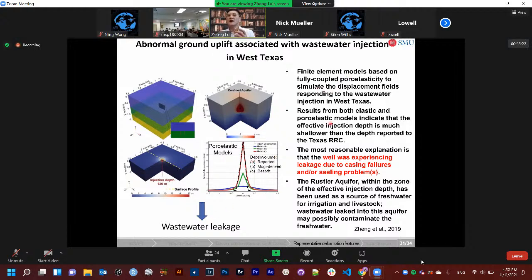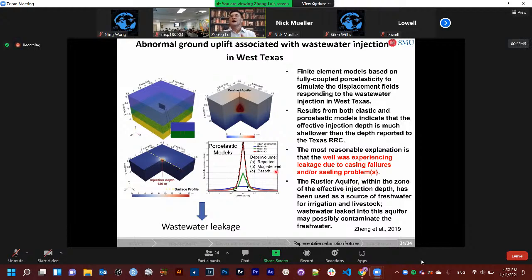You can apply the fully coupled poroelastic model. The best fit for both the elastic model and the poroelastic model indicates this is less than 150 meters. The injection is about 1 kilometer, and all the observed deformation is 130 meters. So this makes us suspect most of them are probably experiencing leakage due to casing failures and sealing problems as well.